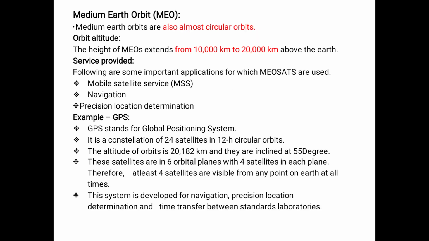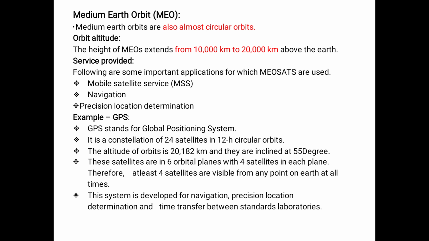Medium Earth orbit. Medium Earth orbits are almost circular orbits. Orbit altitude: the height of MEO extends from 10,000 km to 20,000 km above the Earth. Services provided: some of the important applications of MEO satellites are mobile satellite service, navigation, and precision location determination.